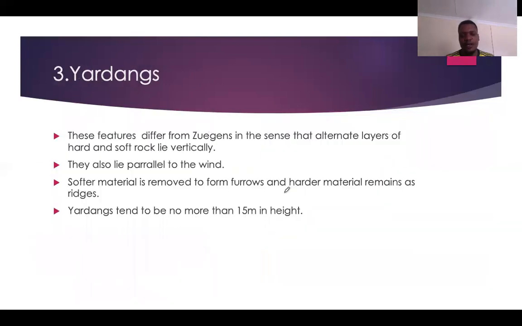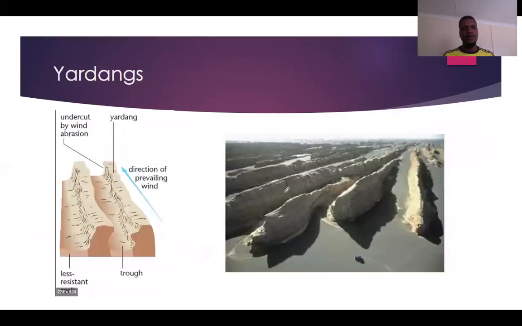The third one is yardang. Yardangs and zeugens, in most cases, people find it difficult to distinguish because they look like they are the same. But it's the formation now that you need to understand. In yardangs, our layer will have adjacent or alternate layers of soft and resistant rock that are vertical. So if I call this the resistant rock, this one will be the softer rock.